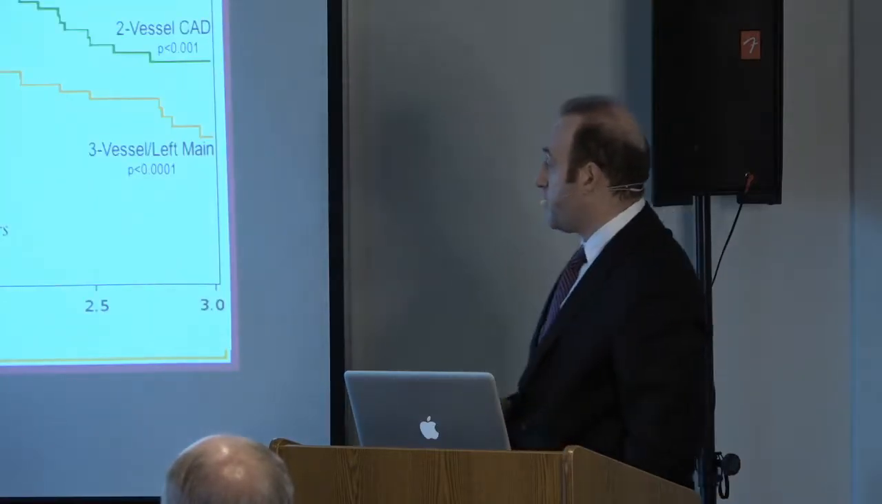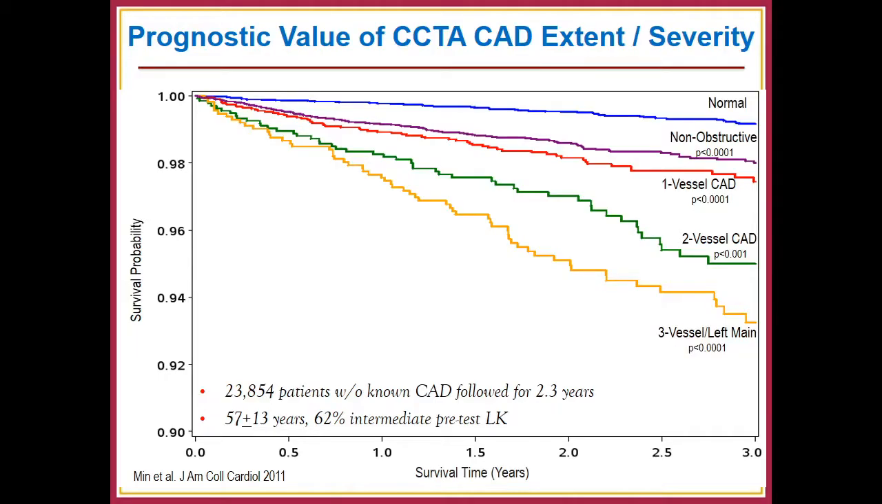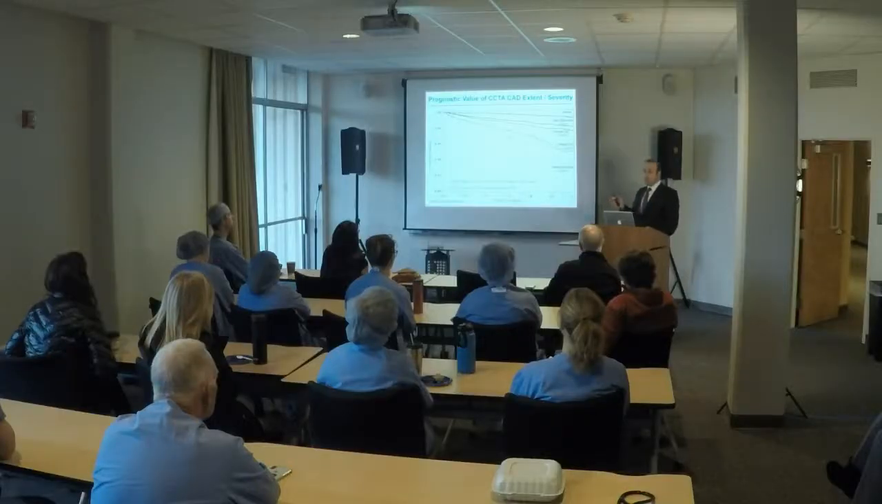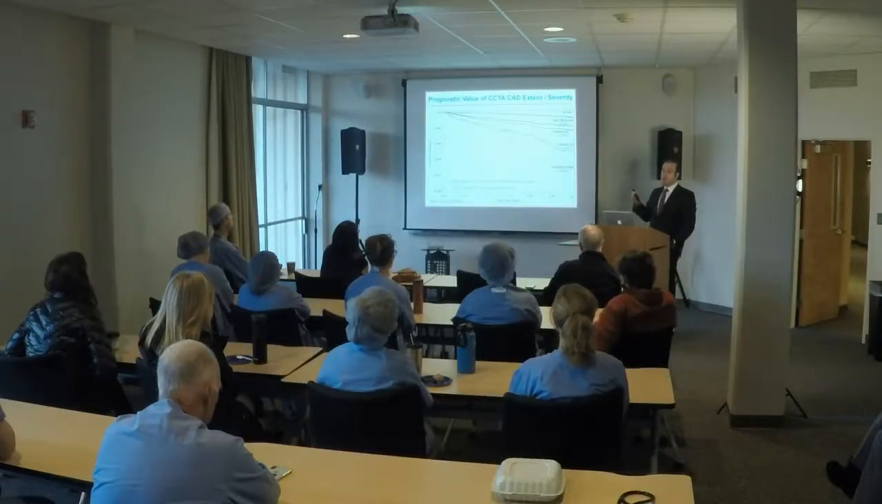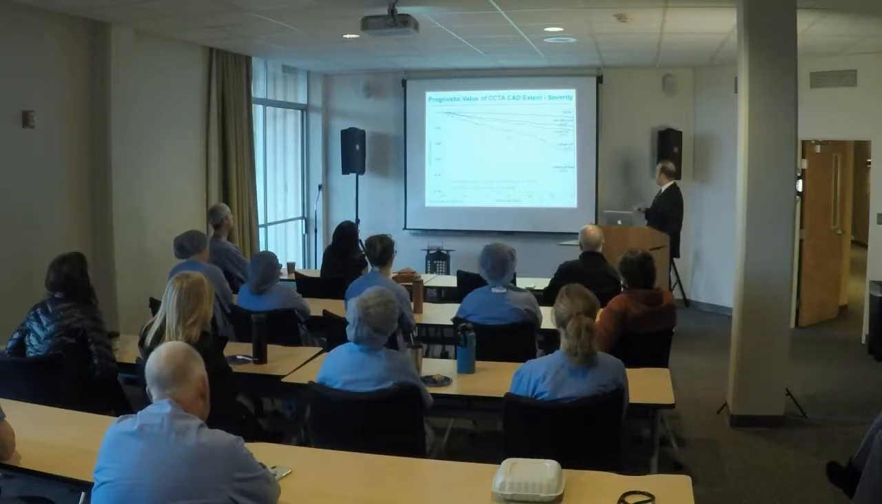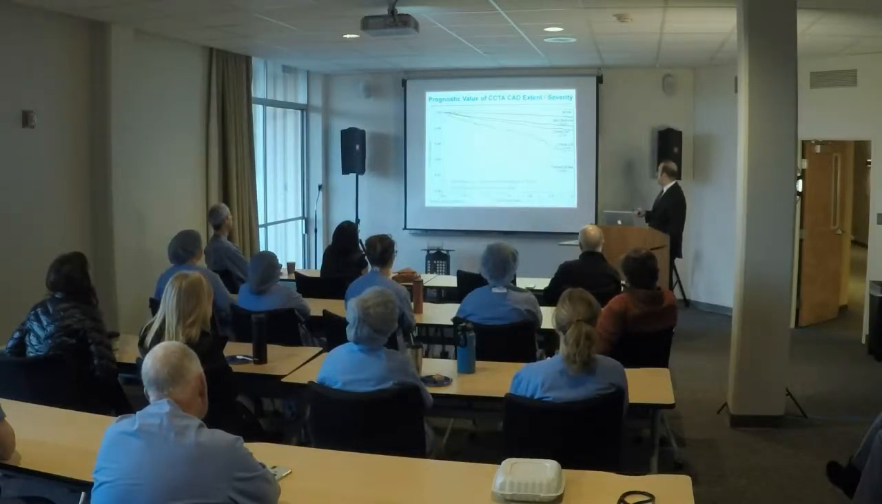This is data from the CONFIRM registry of over 23,000 patients without known CAD who were followed for 2.3 years. The average age was 57, and there was a 62% intermediate pretest likelihood of coronary artery disease. And what they were able to demonstrate was that if you had obstructive coronary artery disease, your prognosis was worse, and your prognosis was worse with more vessels involved. So if you had 3 vessel obstructive coronary artery disease or left main, your prognosis was the worst of all.